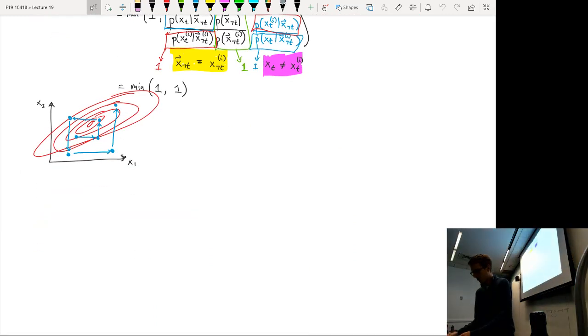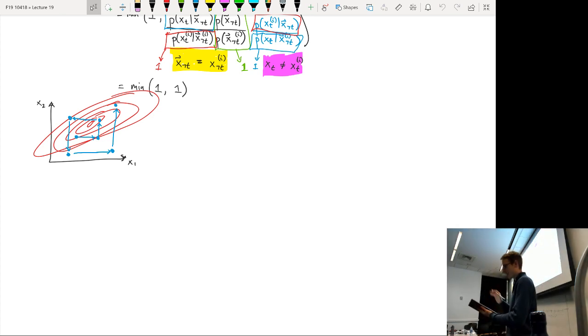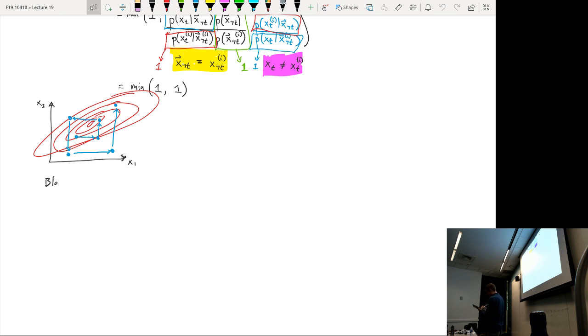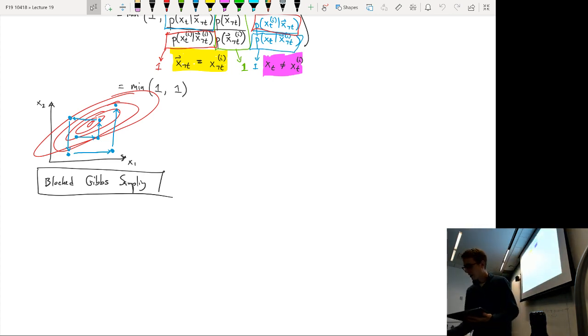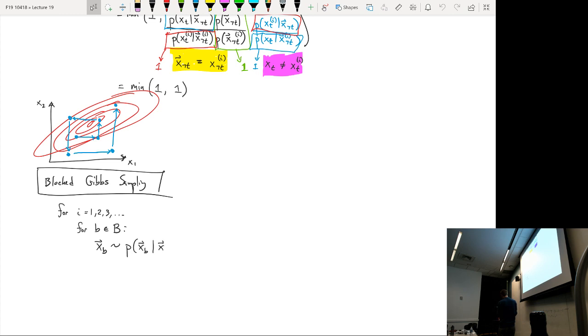Okay, so then, I actually wasn't going to talk about this, but let's do a quick foray into block Gibbs sampling. So the way that block Gibbs sampling works is we say for i equals 1, 2, 3, and so on. And now here's where we're going to get kind of funny. We're going to say for b in a set of blocks, we're going to resample the vector xb from the full conditional of vector xb given vector x not b.